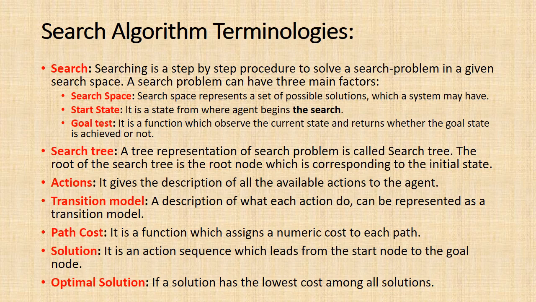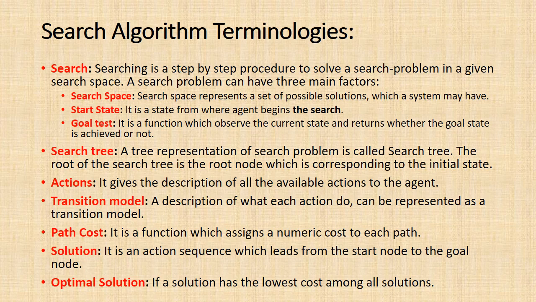Let's recap the search algorithm terminologies. Searching is a step-by-step procedure to solve a search problem in a given search space. Search space represents a set of possible solutions which a system may have. Start state: it is a state where the agent begins the search.